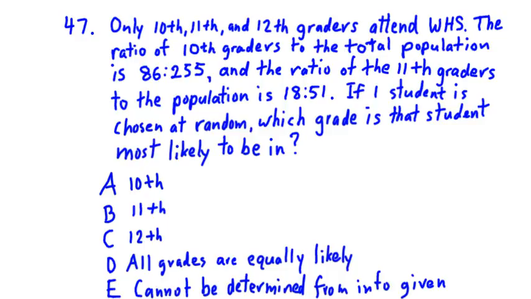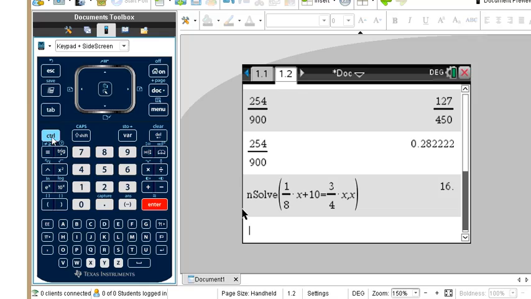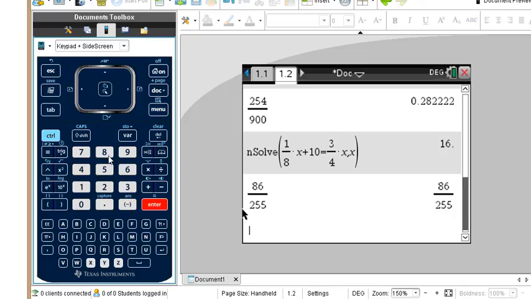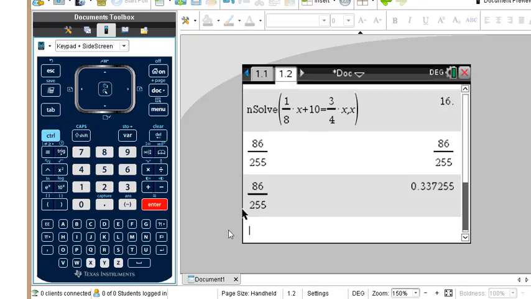Next, 47. You have only 10th, 11th, and 12th graders attend WHS. And we have a ratio. And the first one we have is this one. For our 10th graders, we have a ratio of 86 over 255. And for our 11th graders, we have a ratio of 18 to 51. And so if we go to our calculator, we can put in 86 over 255, and we get, control enter, we get 0.337.